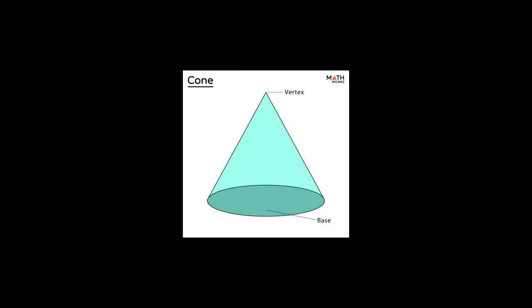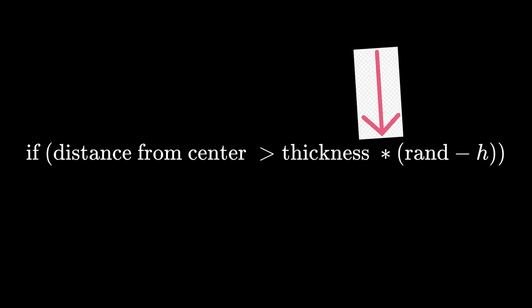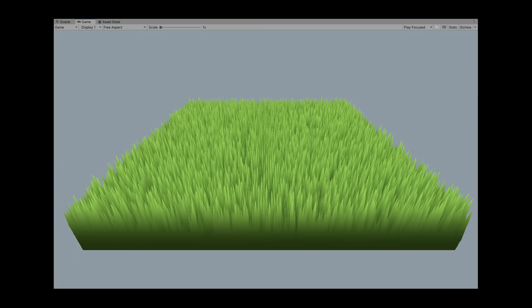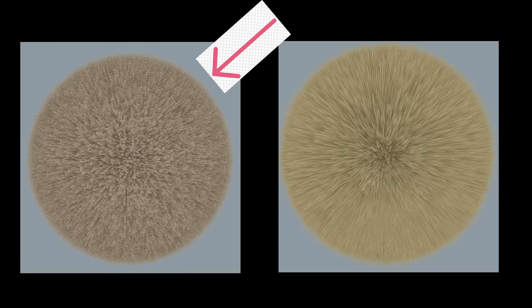Ideally, we want the thickness to taper off as height increases, so we can combine our discard checks into one by multiplying our thickness with the grass height minus the shell's height. Different thicknesses have very different appearances, but now, when we swap back to the sphere, the tapered strands of hair look much more convincing than the rectangular hair from earlier.